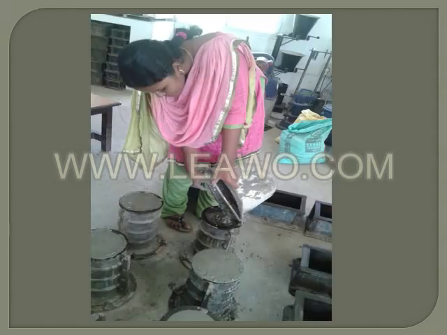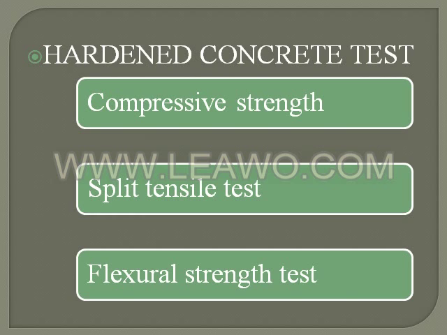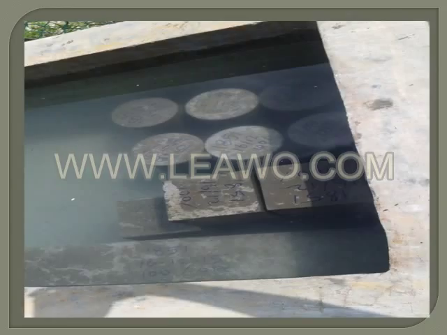After the fresh concrete tests, the casting is to be undertaken. So the concrete is poured in the molds. After casting and curing, hardened concrete tests have to be carried out to find the compressive strength using cubes, the split tensile test should be carried out for cylinders, and the flexural strength test is to be carried out for beams. These are the concrete blocks left for curing.